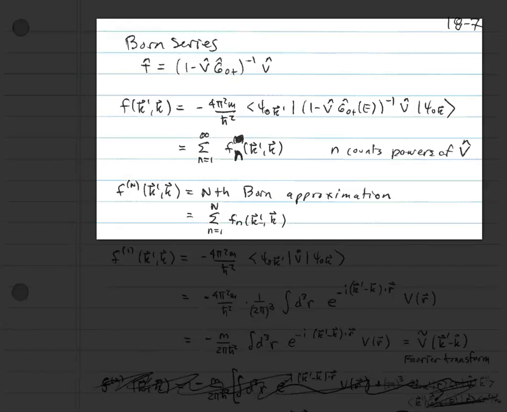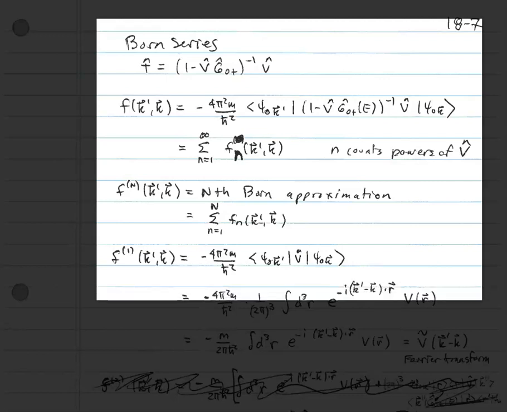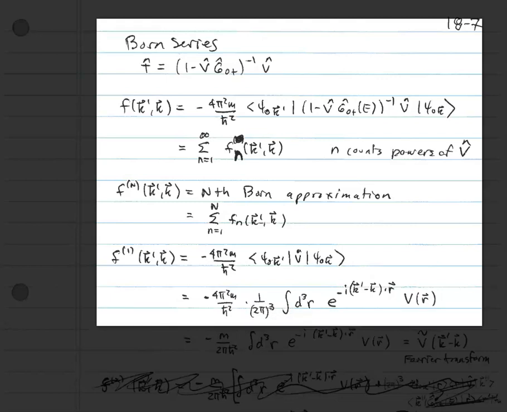And as I had mentioned before, the most important approximation is the first Born approximation, where we just use one term there. So the first Born scattering amplitude, f1(k', k), is minus 4π² m over ħ² times the bra ψ0 k', V hat, ket ψ0 k. So I just have to evaluate the matrix elements of the potential in the plane wave basis. Well, that turns out to be the Fourier transform, as you can immediately see, when I plug in what ψ0 k is in position space.